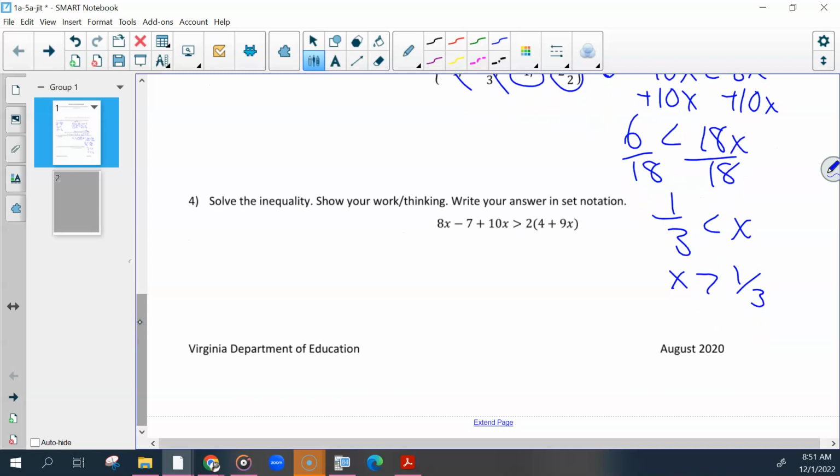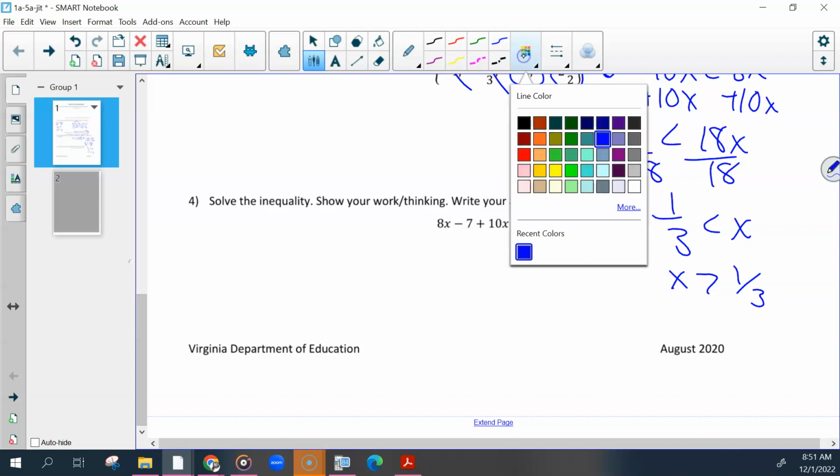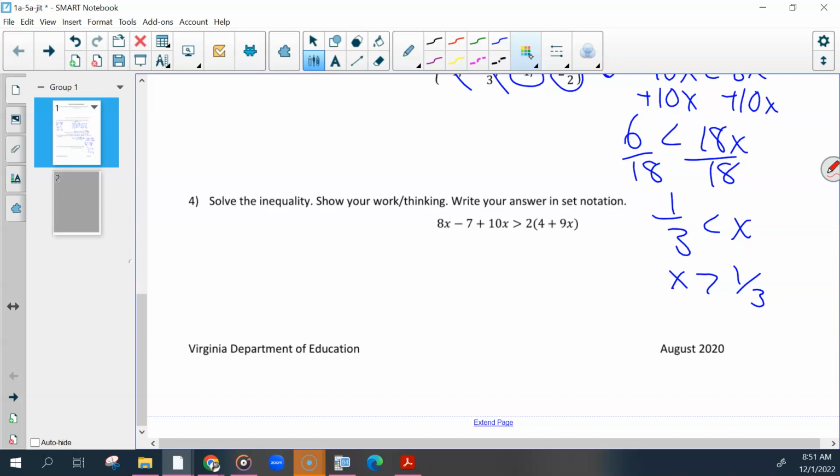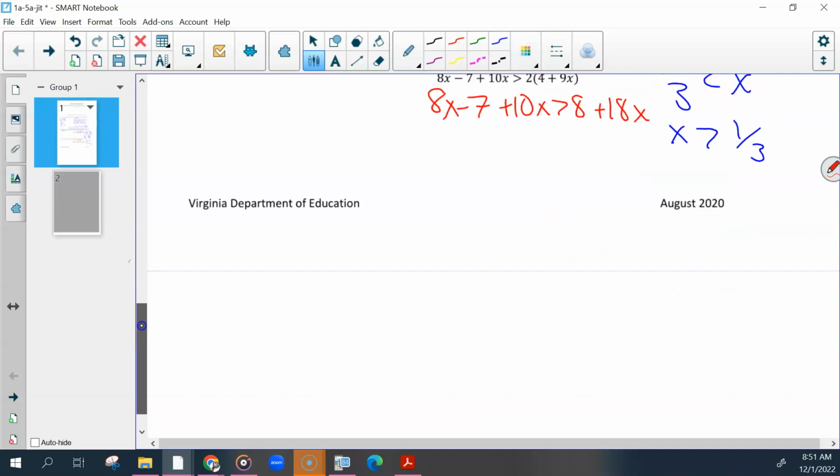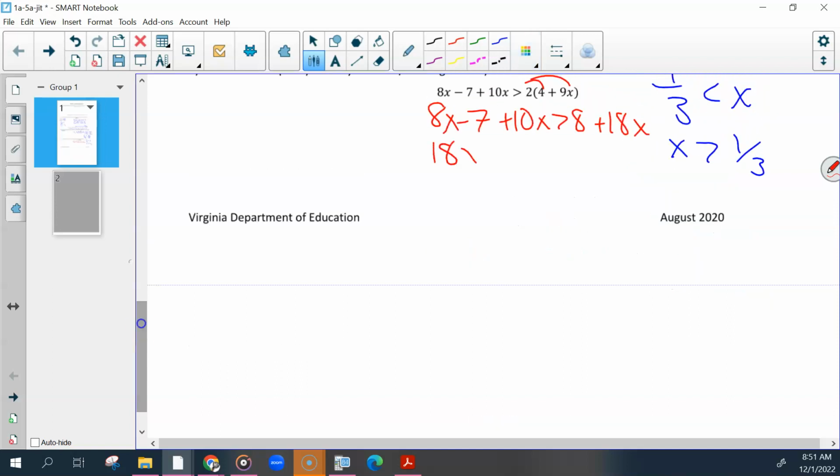All right, and then for the last one, if you got to this one, you may have gotten a weird answer. I'll explain why it's weird here in a second. So distribute. We have 8 plus 18x. Combine your like terms. We have 18x minus 7 is greater than 8 plus 18x. You may have been thinking this might be like an infinitely many or no solution case, but that's not a thing here. So keep solving.